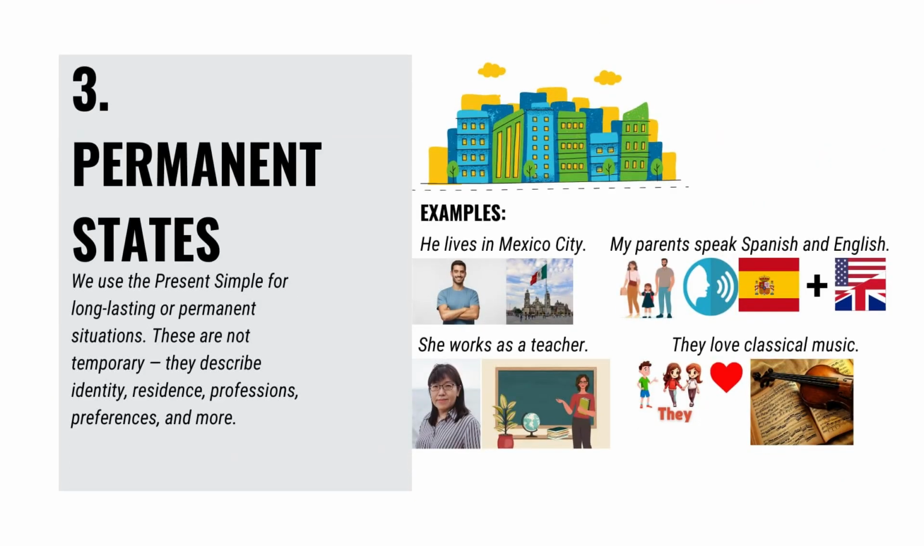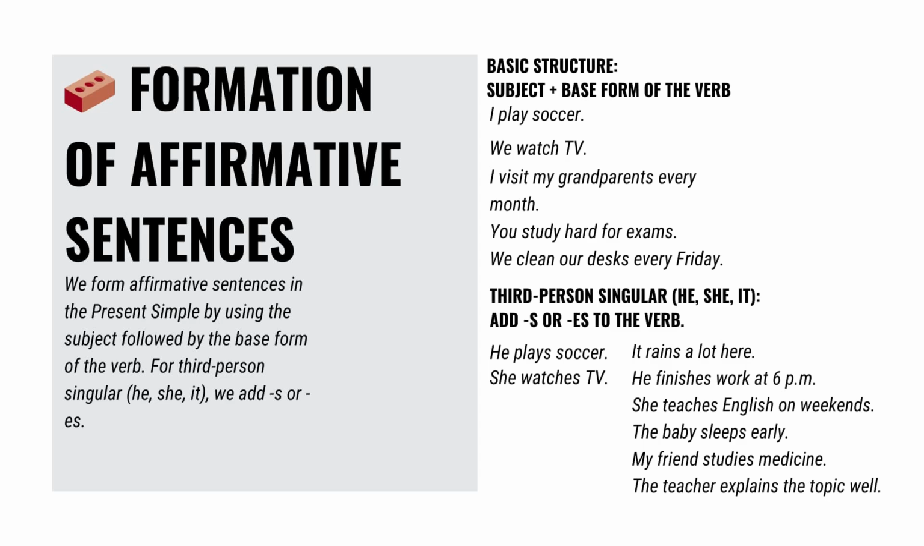Permanent states. We use the present simple for long-lasting or permanent situations. These are not temporary. They describe identity, residence, professions, preferences, and more. Examples. He lives in Mexico City. My parents speak Spanish and English. She works as a teacher. They love classical music.